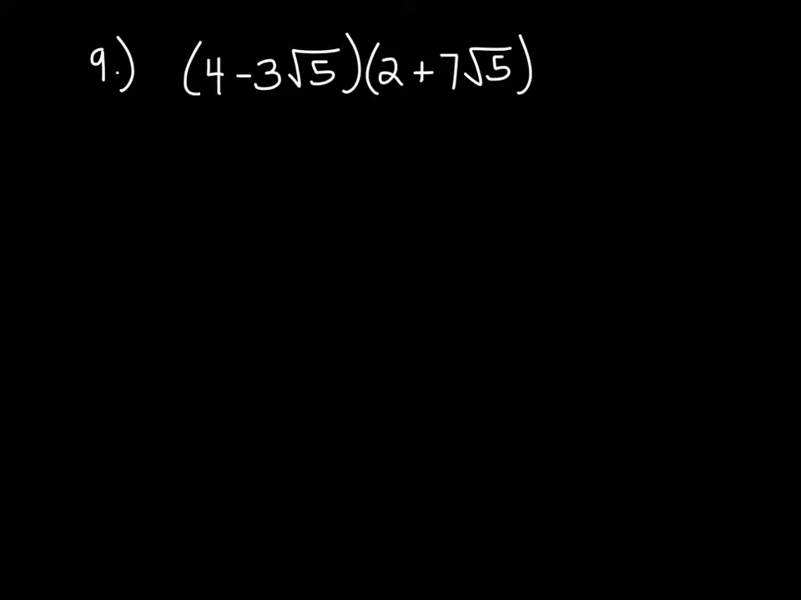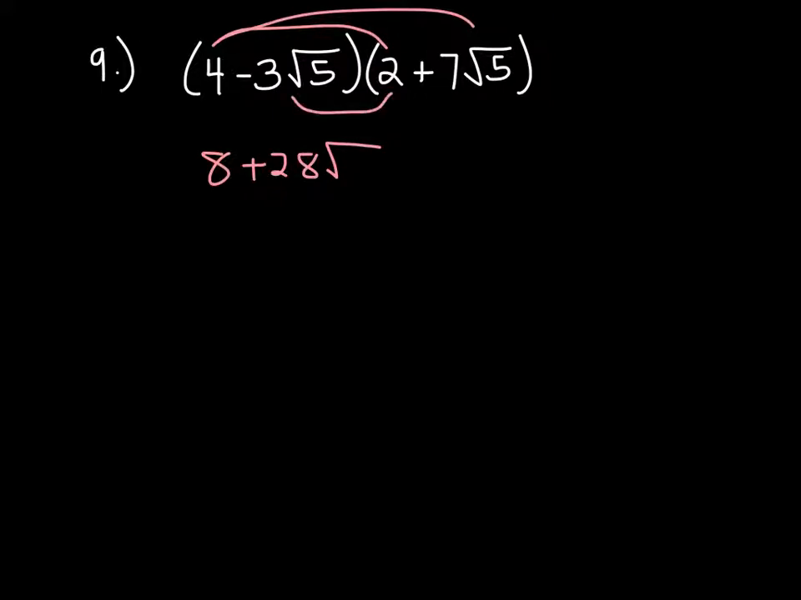All right, number 9, it also deals with multiplying, but here we're multiplying a binomial, 2 terms, times another binomial. So we know whenever that happens, we're going to double distribute. I'm first going to distribute the 4 to both terms. So 4 times 2 is 8, and 4 times 7 radical 5. Well, all we're really going to do is just multiply the numbers on the outside of the radicals. So 4 times 7 is positive 28, and I'll just bring down the radical 5. Okay, then negative 3 radical 5 times 2 would be negative 6 radical 5.